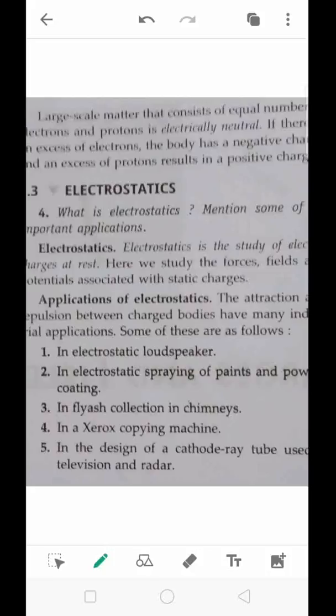There are different applications found for industrial purposes in the case of electrostatics. What are the different applications we usually observe? They are used in electrostatic loudspeakers, electrostatic spraying of paints and powder coatings, ash collection in chimneys, Xerox copying machines, and in the design of cathode ray tubes used in television, radar, etc. Thus, there are different applications of electrostatics in industries.